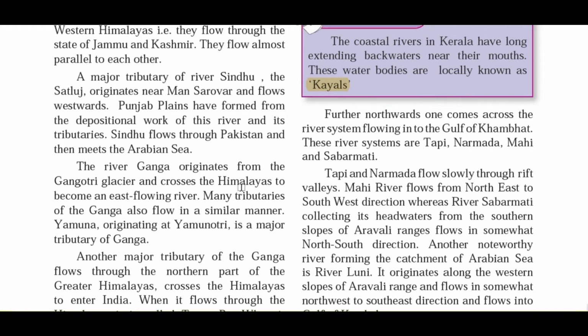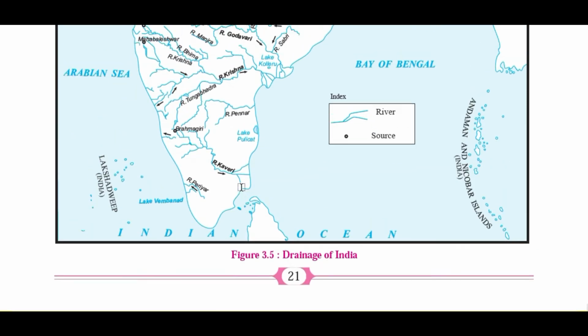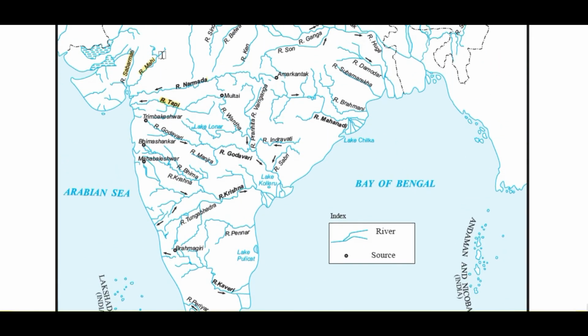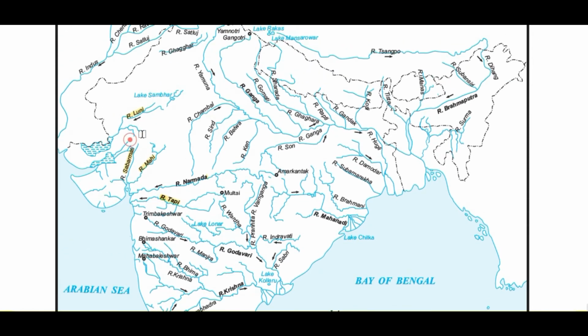So I have already discussed this fact with you. Here you can observe this Mahi River, Sabarmati River. Here there is the Aravali range like this. It spreads from Gujarat to Delhi, south of Delhi. On the southern slope of this Aravali range, this Sabarmati originates and it drains into the Gulf of Khambat.